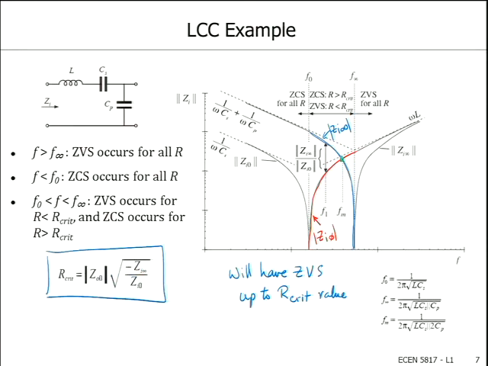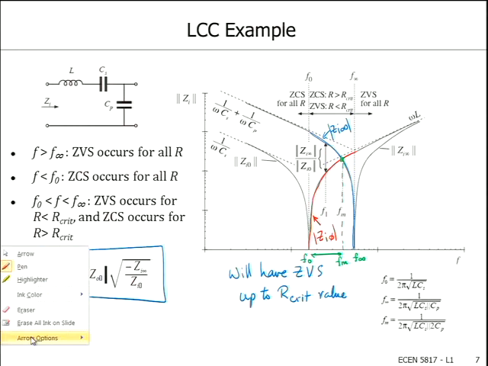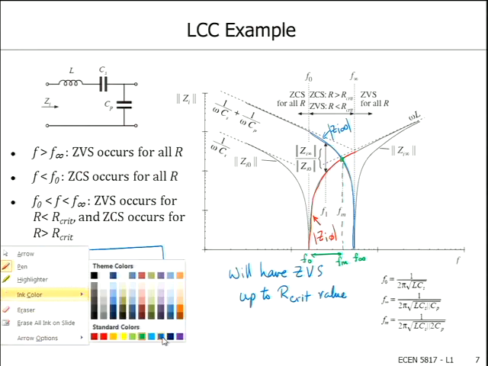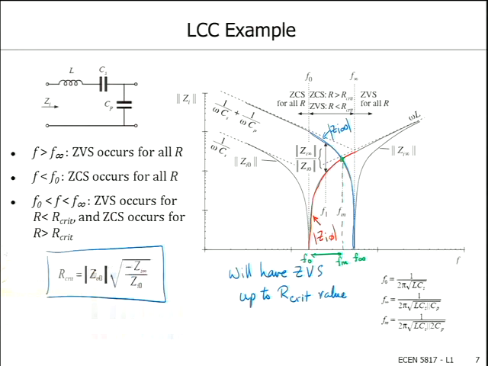So this crossover point Fm is the upper limit to where we may want to operate. We just discussed that the range of interest for frequencies may be between this F0 and this Fm, and then here is F infinity. So we may want to design by putting our switching frequency somewhere here. That might be our Fs.